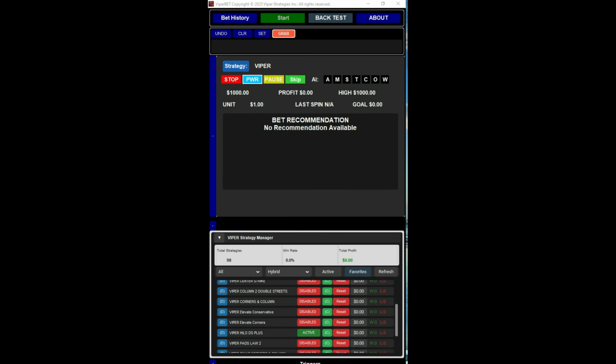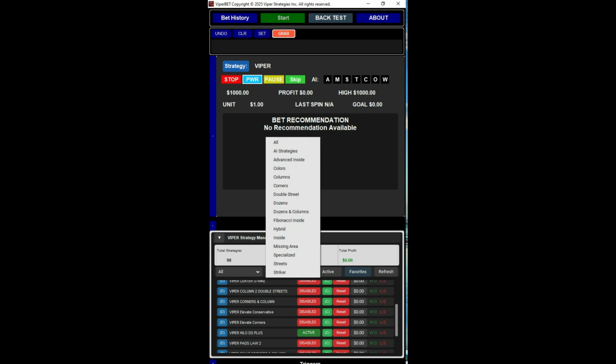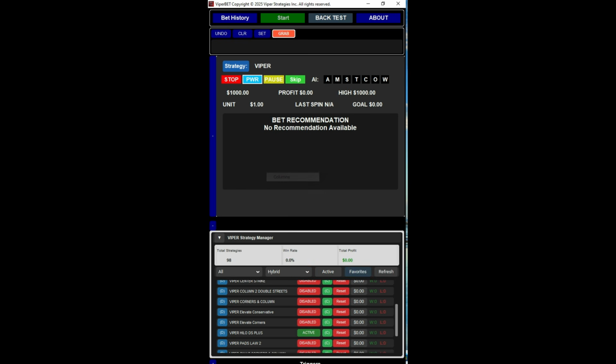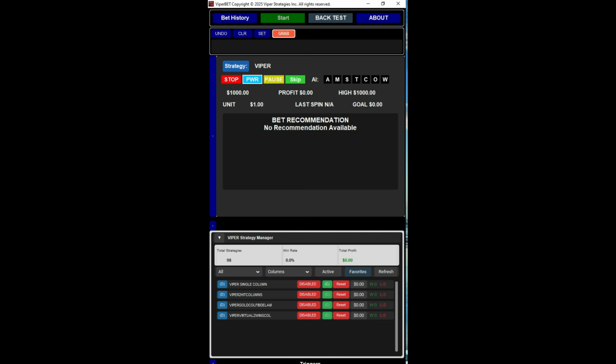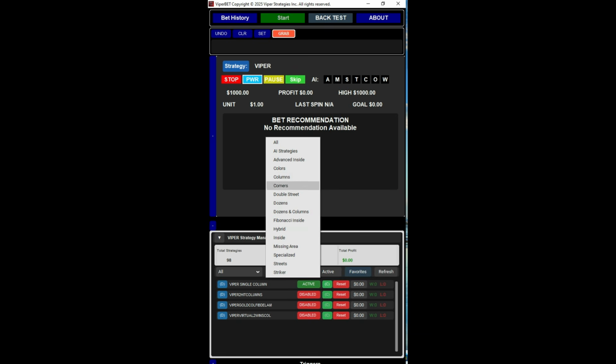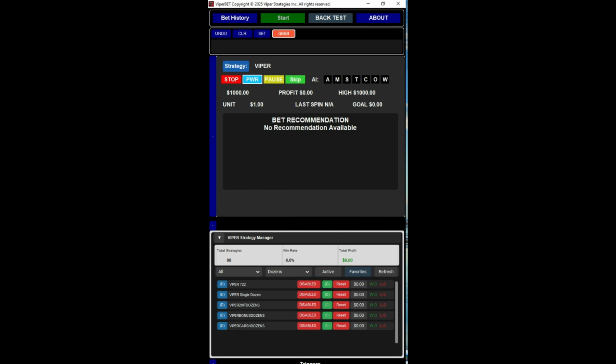Okay, guys, we are in our fourth test. We're going to stack all three of these strategies. So you can see we have the high-low. This is the roulette jackpot version. We have that activated. So let's go ahead and activate the other ones. Let's go to columns. We are going to activate Viper single column. Activate that one. Let's go to dozens, and we're going to go single dozen. Activate that one. So now we have all three.